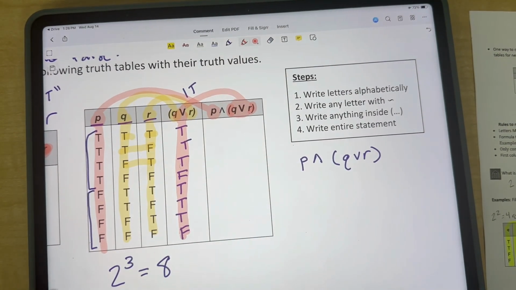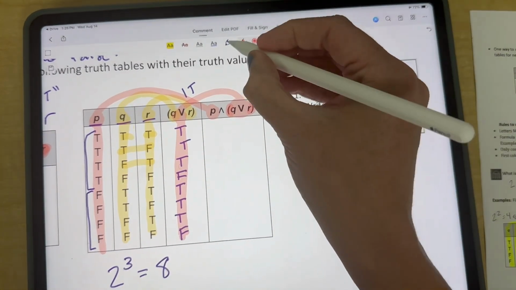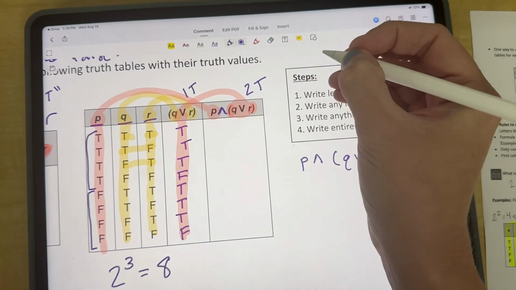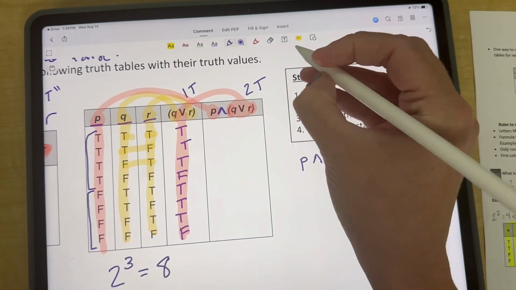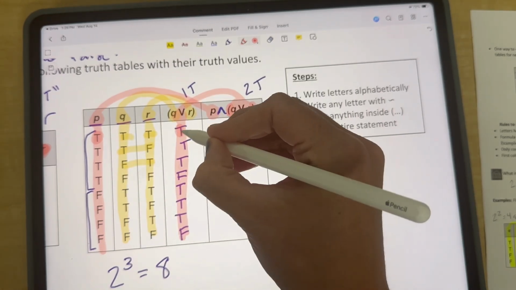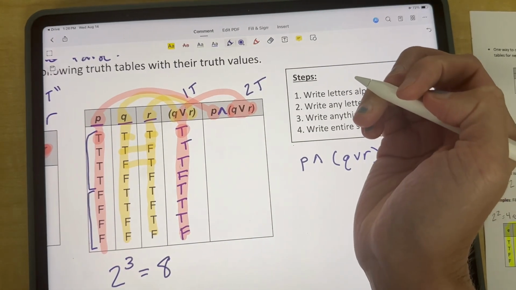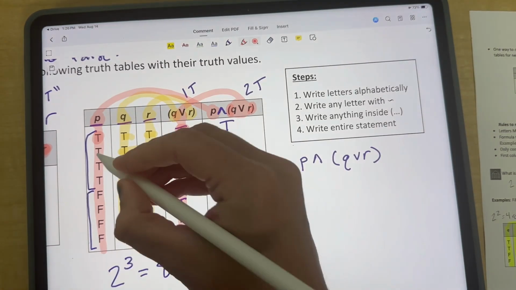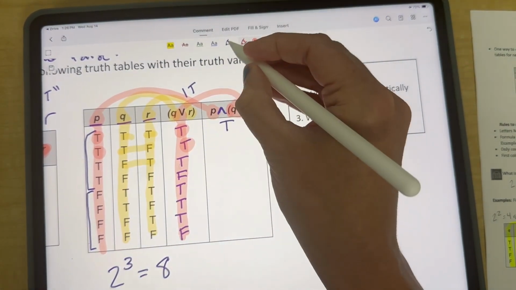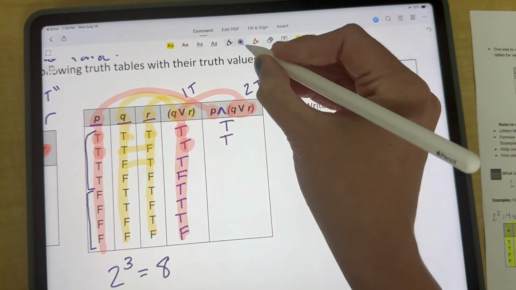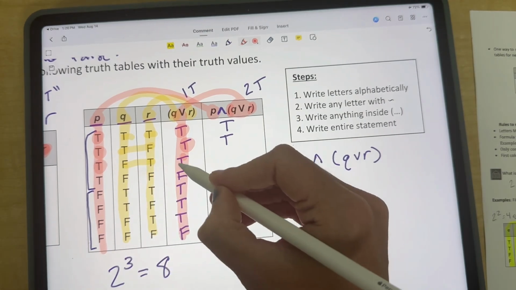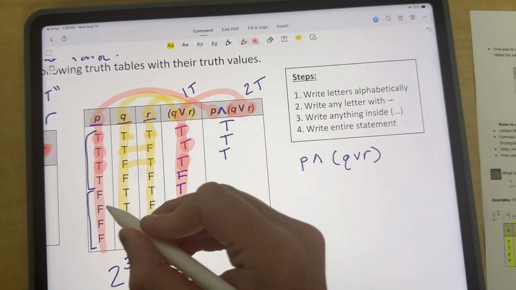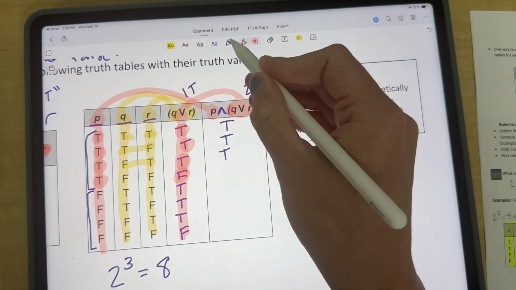So now we're only comparing the reds, and we have an and statement. So we need 2 T's for this column for it to be true. So going across the first row, we have T, T. Do we have 2 T's? Yes. The second one, do we have 2 T's? Yes. The next one, do we have 2 T's? Yes. The next one, do we have 2 T's? No.